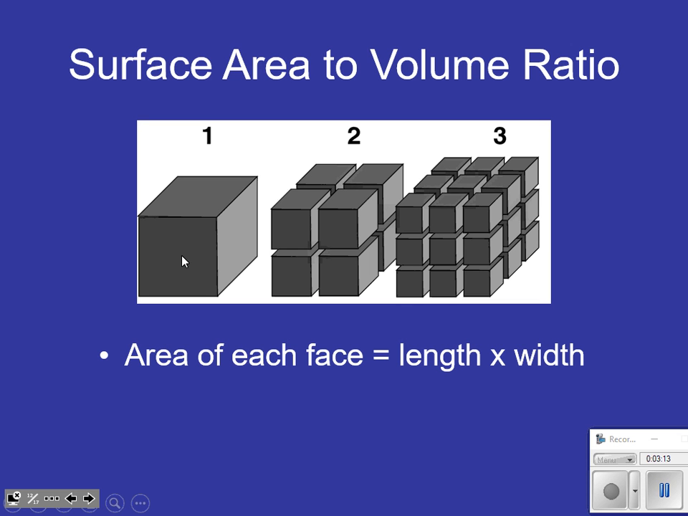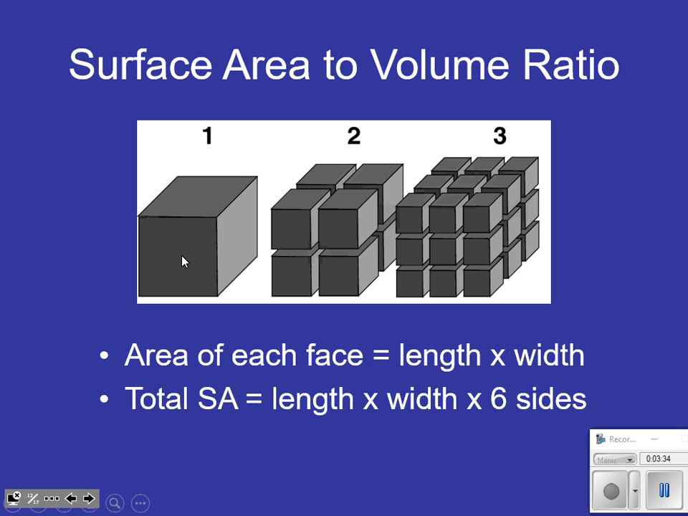How many sides do I have on a cube? Stop and think about a dice. A die is a cube, right? How many sides are there to a die? Six. So to get the surface area of a cube, we take the length times width and multiply it by 6, because we have 6 different sides to that cube.